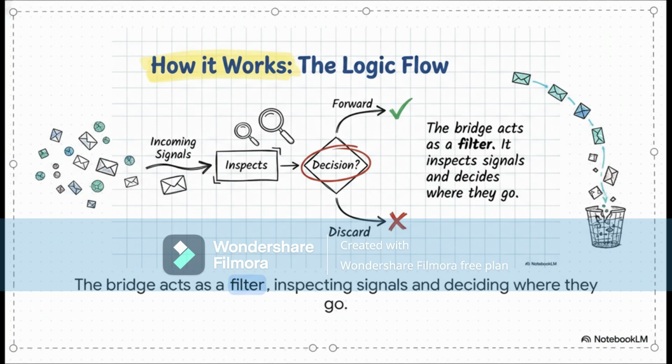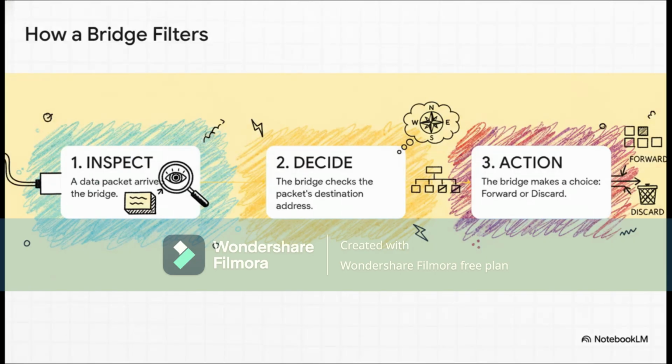A piece of data, we call it a packet, comes up to the bridge. The bridge looks at it and has to make a choice. Do I let you pass to the other side, or do I stop you right here? Let's break down exactly how a bridge filters traffic. It happens in 3 super simple steps.